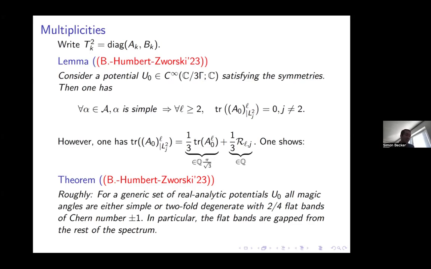So you choose your generic potential. If you then study the magic angles, they will either have 2 or 4-fold degeneracy, so the flat bands of your Hamiltonian, and you can package these flat bands into 2 of them that will have a Chern number +1, and 2 of them that will have a Chern number -1.